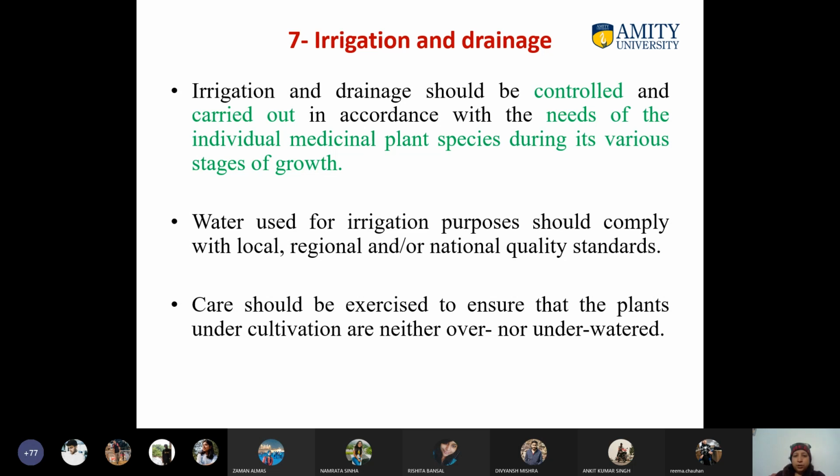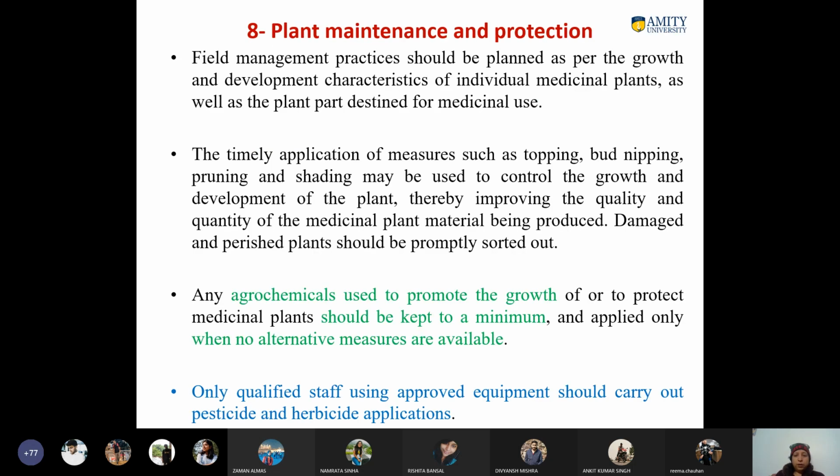And the other thing that has to be taken care of is that your plant should neither be overwatered, meaning you should not give it too much water, nor should you give it too little water, underwatered. It has to be watered under optimal conditions, which favor its optimal growth. Okay? So, now we come to the other point, that is the plant maintenance and protection.